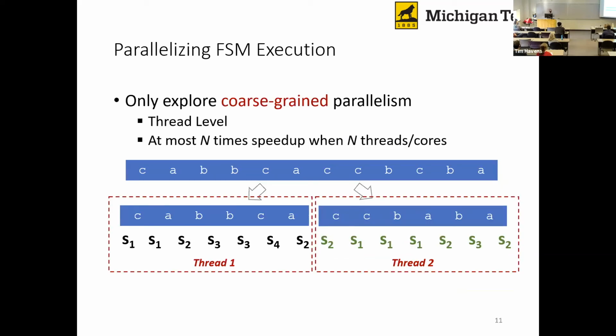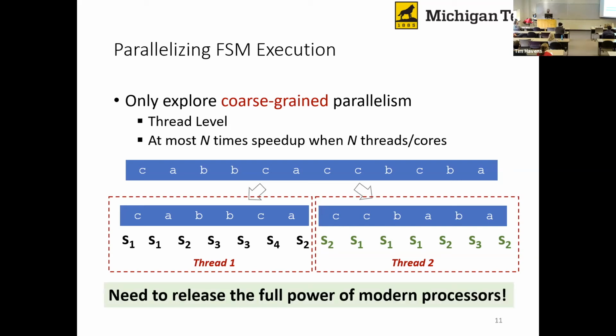But if we take a look at the entire design, existing efforts just explore coarse-grained parallelism, which means they only work at the thread level. So they can achieve at most n times speedup when running on an n-core machine. But considering the fact that the modern microprocessor features a variety of hardware parallelism, from instruction level to on-chip multiprocessors, if we want to further boost the performance of finite state machine computations, we should introduce finer-grained parallelism to release the full power of modern processors.